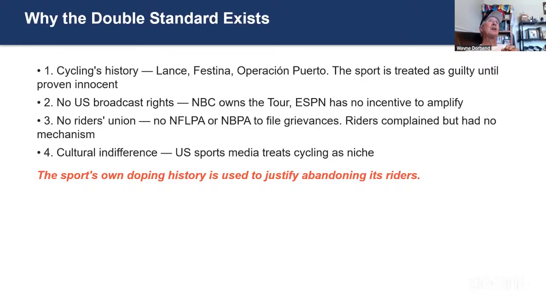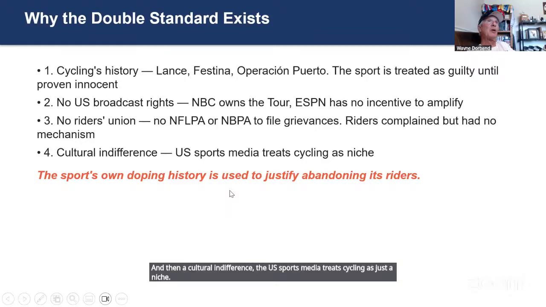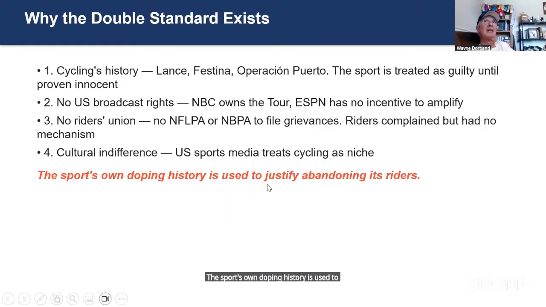There's no broad US broadcast right. NBC, which is not as big as ESPN, owns it, but ESPN has no right to even write stories about it. There is no writers' union. There isn't something like the National Football League union or the National Basketball League to file grievances. Writers complain but have no mechanism. And then a cultural indifference: the US sports media treats cycling as just a niche. The sport's own doping history is used to justify abandoning its riders.